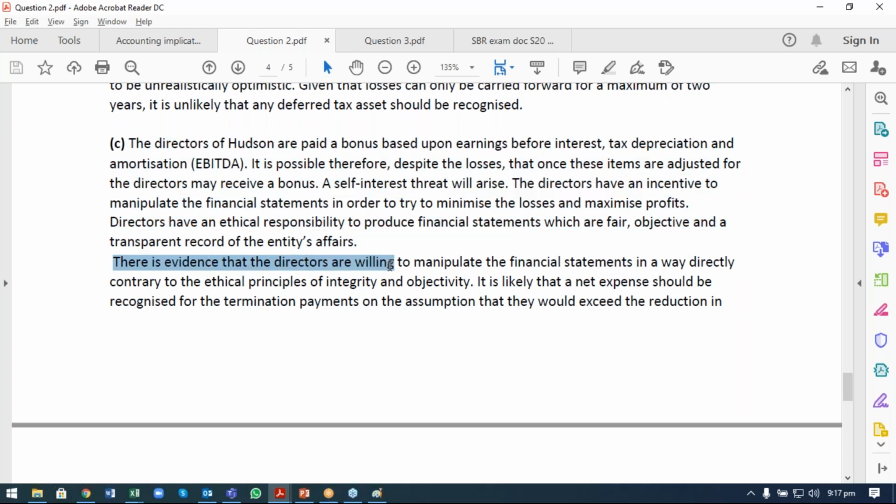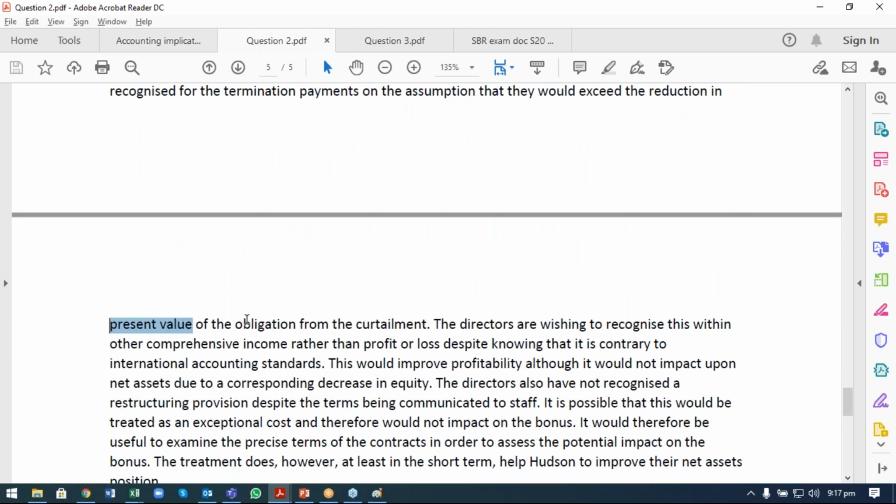There is evidence that directors are willing to manipulate the financial statements in a way directly contrary to the ethical principles of integrity and objectivity. It is likely that a net expense should be recognized for the termination payments, on the assumption that the payments exceed the reduction in the present value of the obligation from the curtailment. If there is a curtailment within the company's pension plan obligations, then the termination payments you are paying must exceed the curtailment you have made to the pension plan obligation.